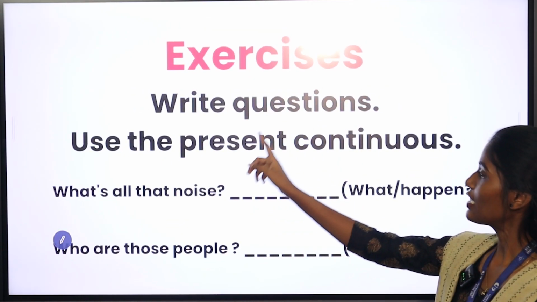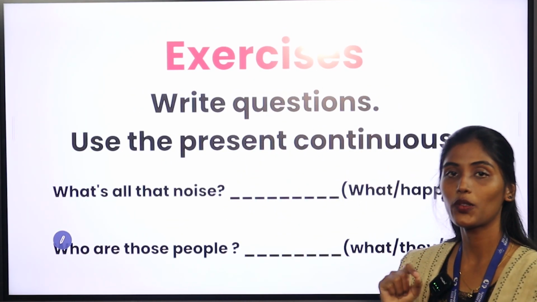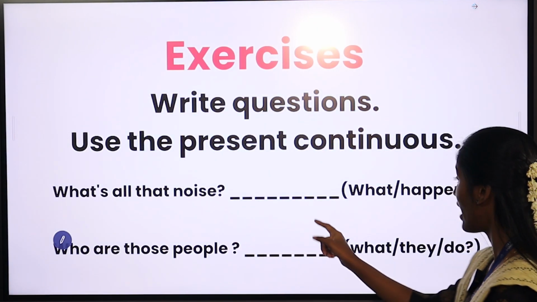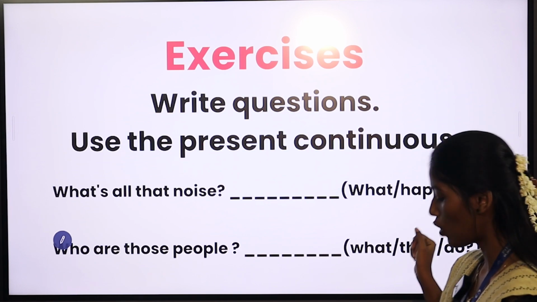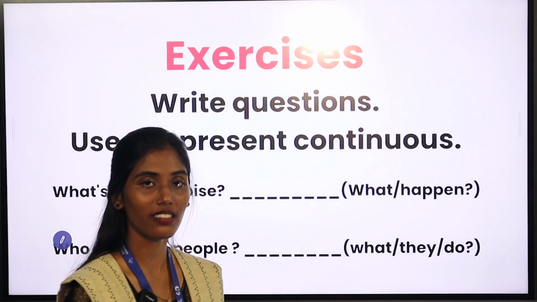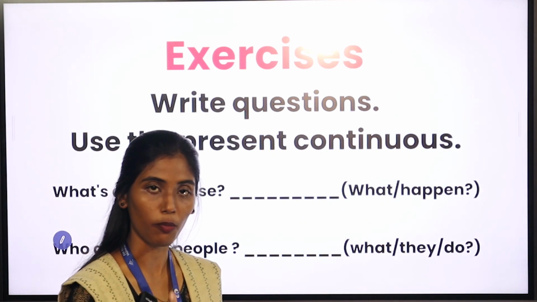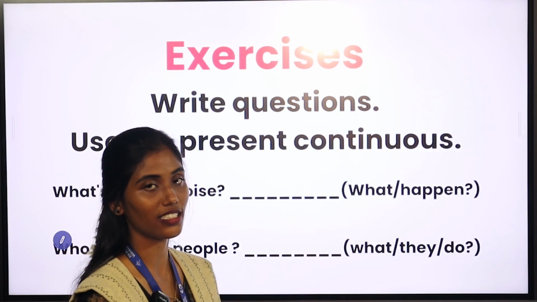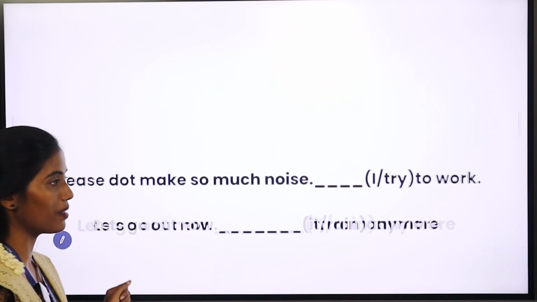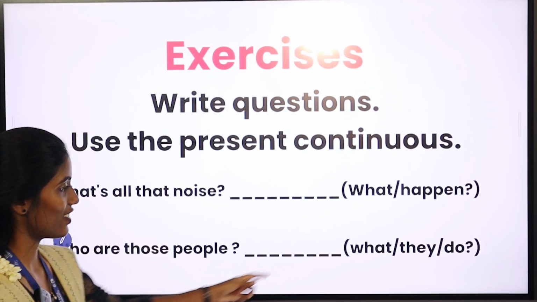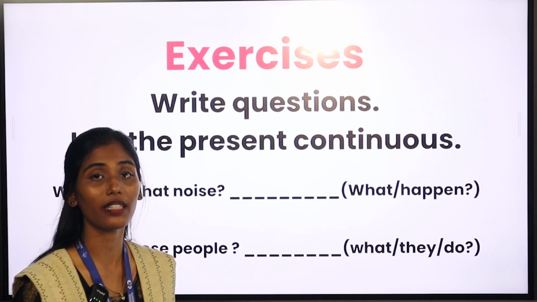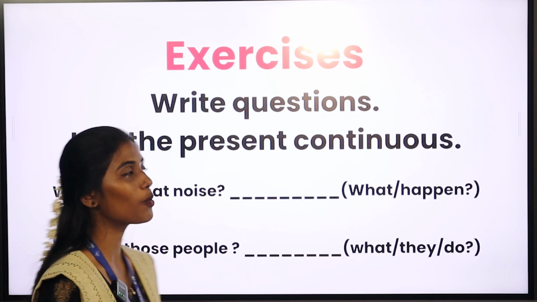Write questions, using the present continuous. You want to write questions based on the present continuous. What's all that noise? Dash. What happened? You want to state it as present continuous. How will you write this? You know present continuous is an ongoing process. It is progress. So how will you ask the question? Yes, you can write it down. Who are those people? Yes, what they do. You want to convert this into present continuous. How will you ask it in the present continuous? So put your answers in the comment box.